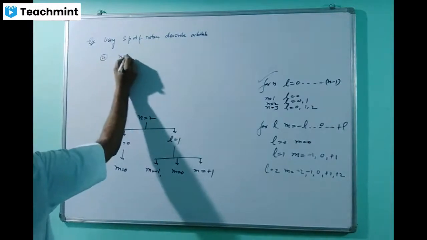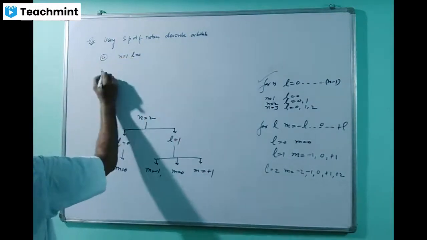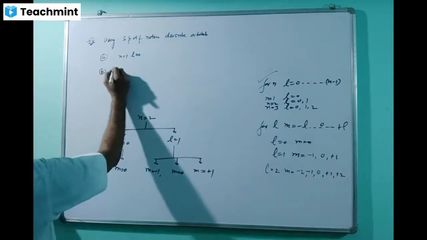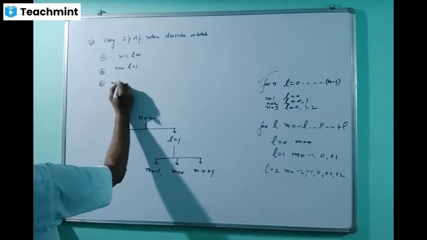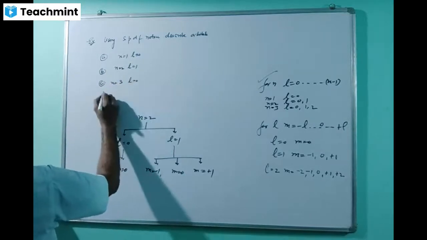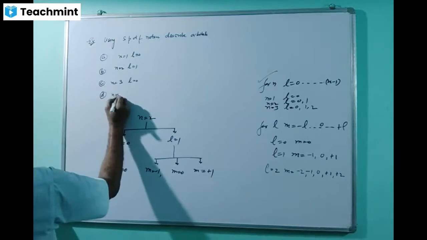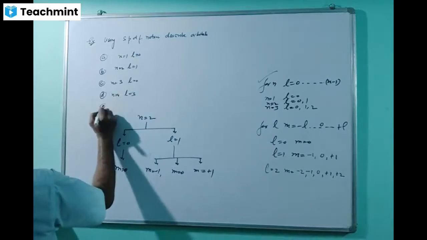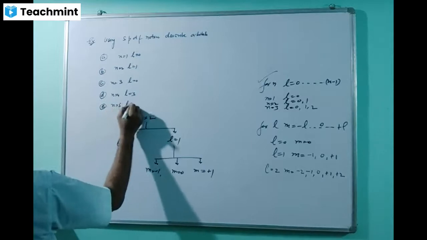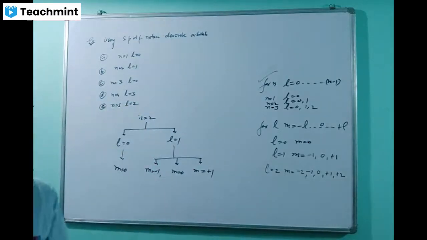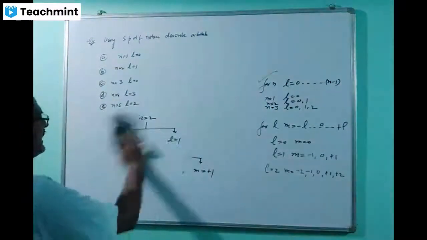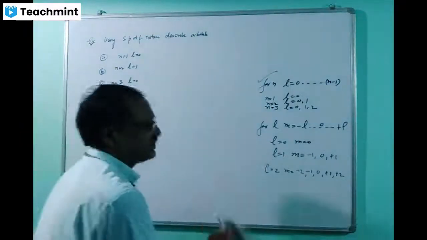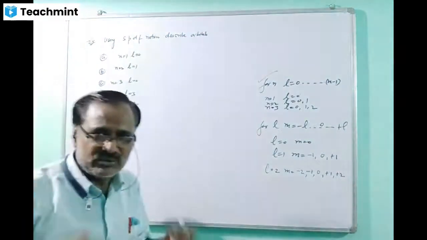A, n is equal to 1, L is equal to 0. B, n is equal to 2, L is equal to 1. C, n is equal to 3, L is equal to 0. D, n is equal to 4, L is equal to 3. E, n is equal to 5, L is equal to 2. So just see, for this one, you have to find out the symbols. Answer is already given. It seems it is very easy. So you have to learn how to get the answer.